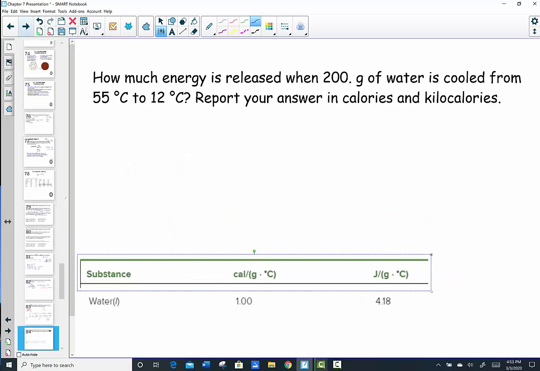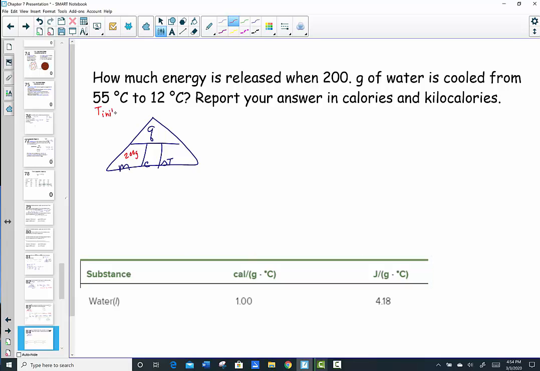How about another? How much energy is released by 200 grams of water? So when we're asked to solve for energy, that's our Q. And we know that it's found by taking M times C times delta T. We're given 200 grams of water, and it's cooling from 55 to 12 degrees. So here's your initial. Here is your final. Now, final minus initial.